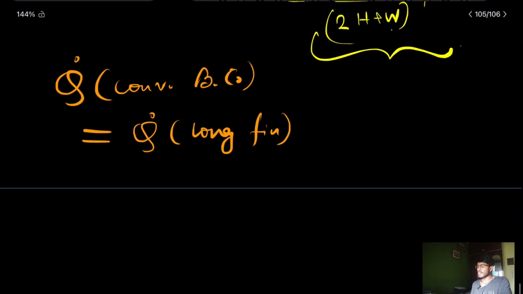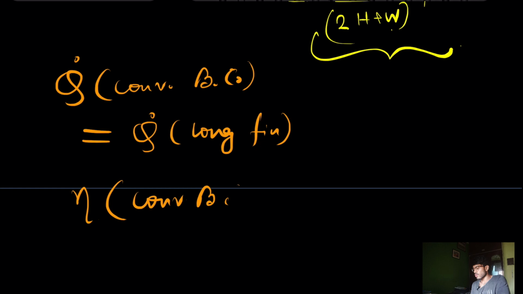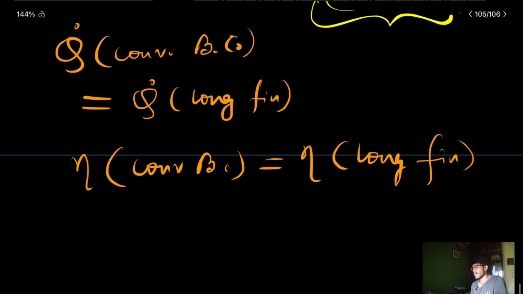Okay, but here the length is not coming. So where is the length coming? The length is coming at efficiency. So efficiency for convective boundary condition, you equate it to the efficiency of long fin. Okay, and the efficiency of long fin is what? 1 by M into L. I have done it M into L.